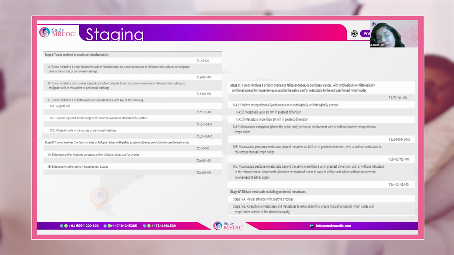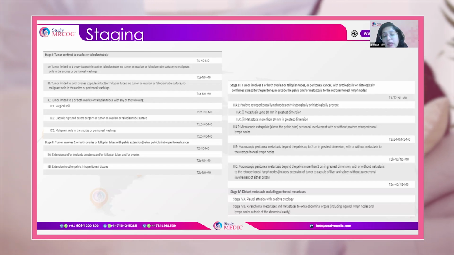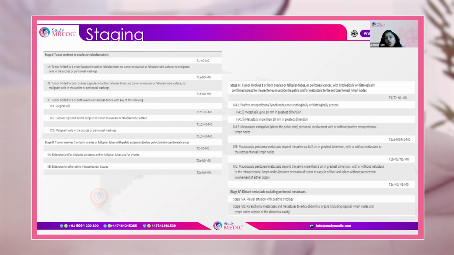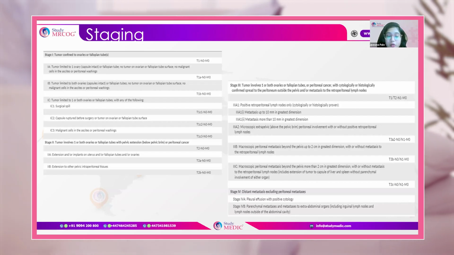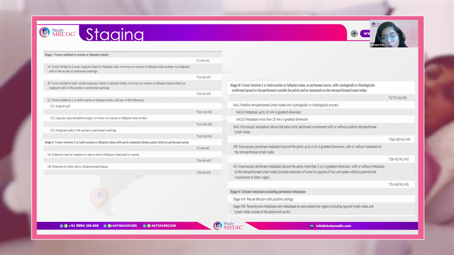It is macroscopic peritoneal metastasis more than 2 centimeter in dimension. You should note that extension of the tumor to the capsule of the liver or the spleen without parenchymal involvement of other organ is 3C. Now coming to stage 4.